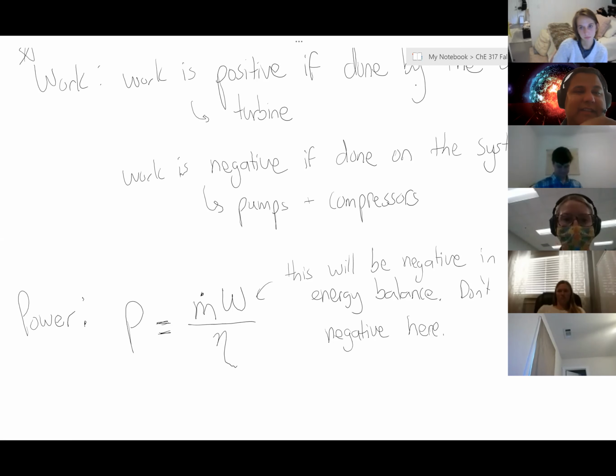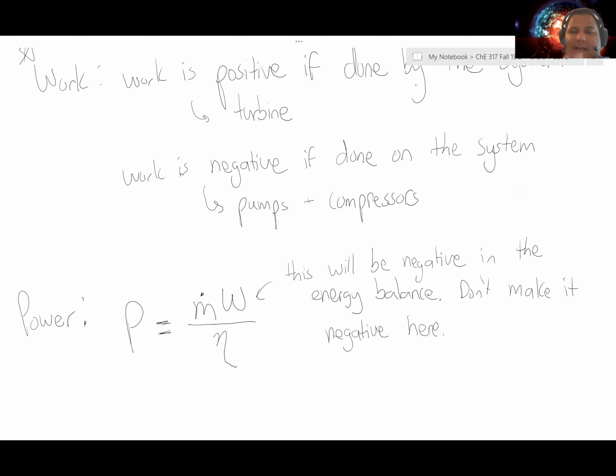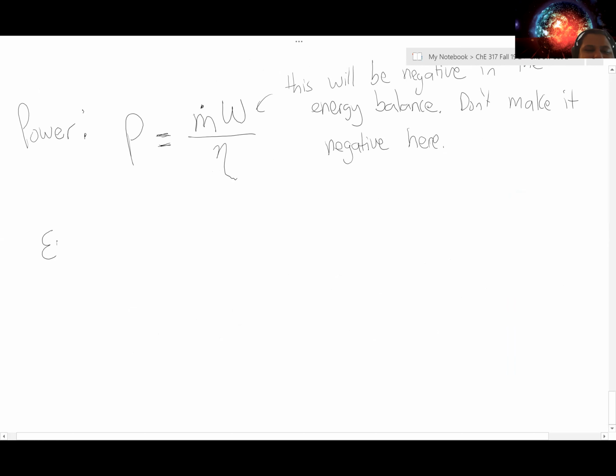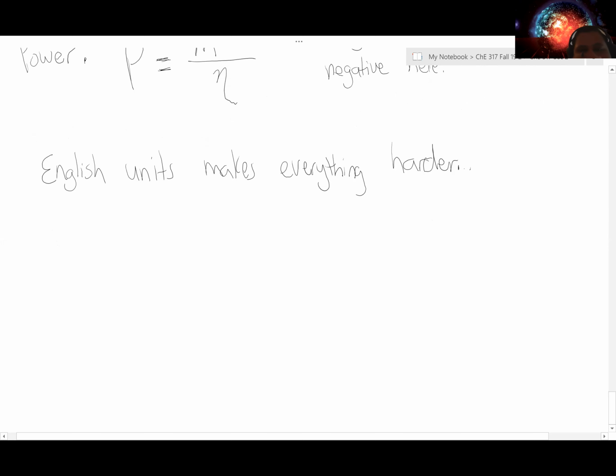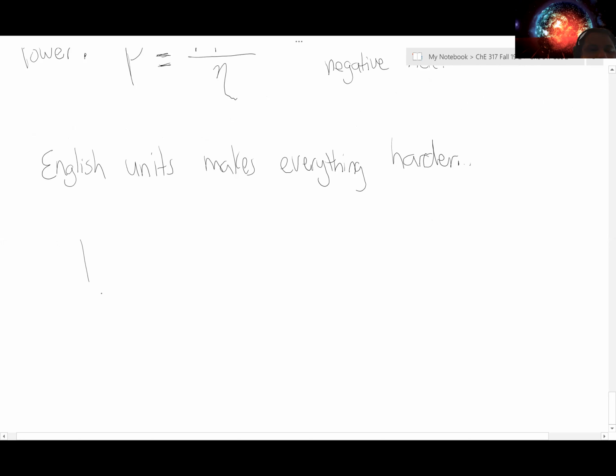Power is a little tricky, especially when it comes to English units, because English units like to make everything harder. And what I will say is that 1 horsepower is equal to 550 foot-pound force per second. So keep that in mind.